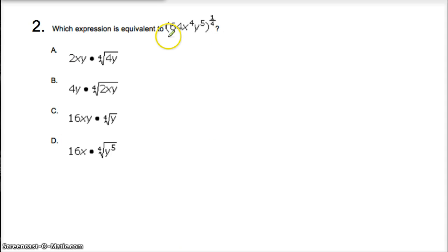So which expression is equivalent to 64x to the 4th, y to the 5th, raised to the 4th power? So if you look at this, for your homework, all I told you was you just have to switch it back to that other 4. This, you have to do a little bit of work. So there's a couple of things you can do here. You can rewrite this to be the 4th root of 64x to the 4th, y to the 5th.